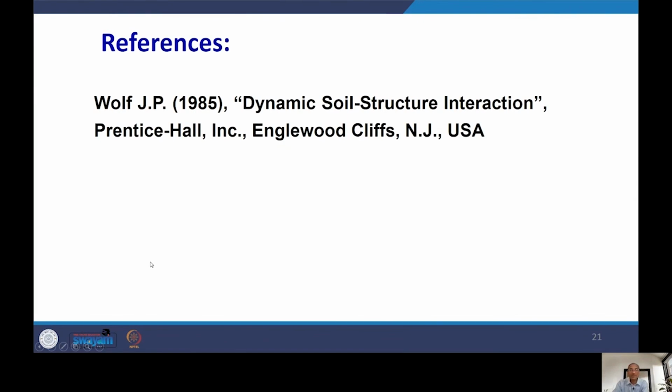Most of this material has been borrowed from the book titled Dynamics of Soil-Structure Interaction, Prentice Hall, Englewood Cliffs, USA, published in 1985. And as mentioned in the last lecture, this is a very fundamental book on soil structure interaction.